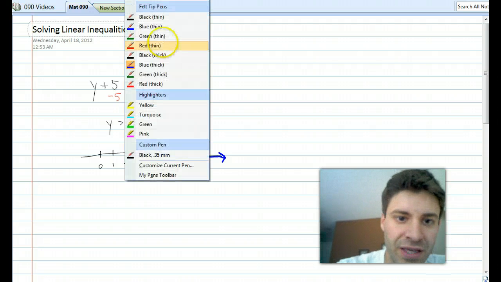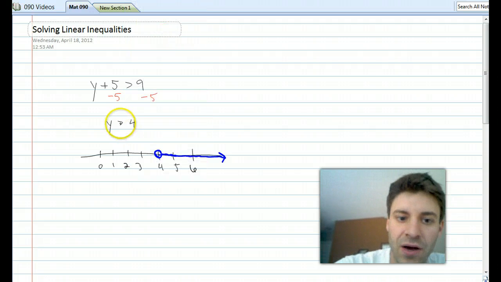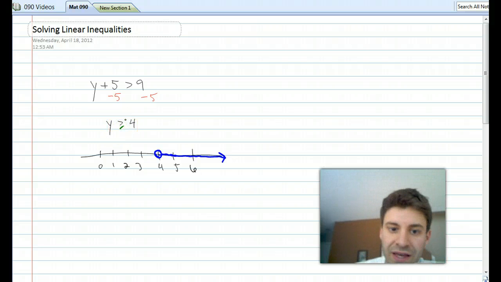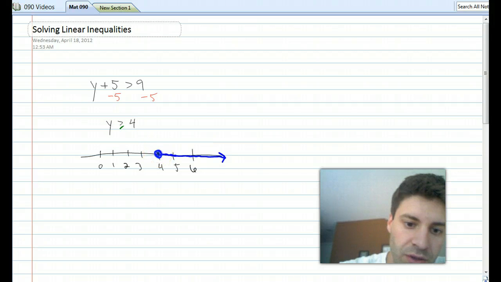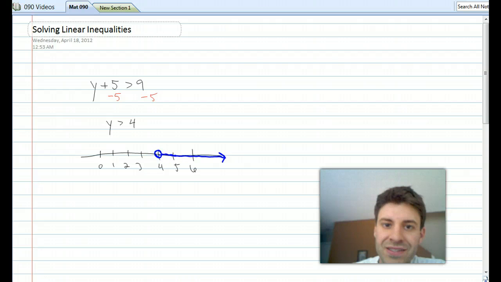Now let's say, for example, we had not y is greater than 4, but y is greater than or equal to 4. If that were the case, then the way our number line would look is this circle would be filled in. But as it stands, we didn't have an equal sign, we had just a greater than sign, so this is what our number line looks like.